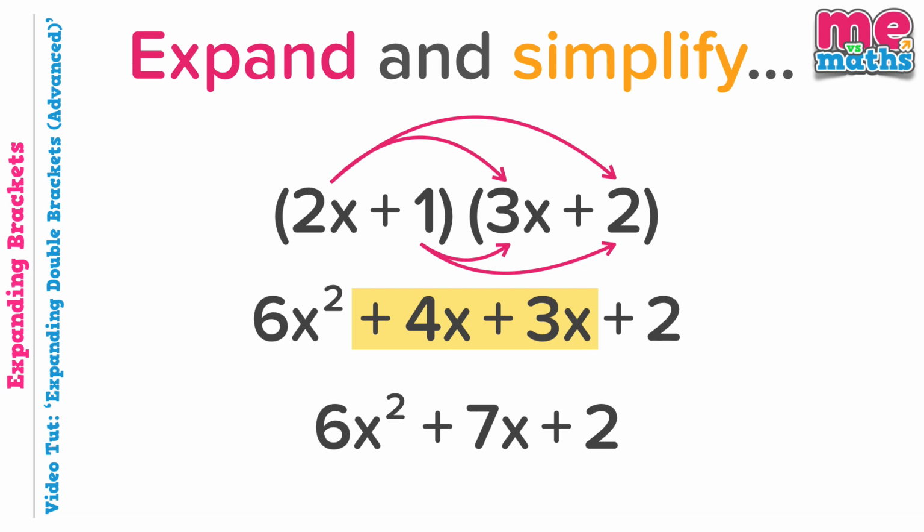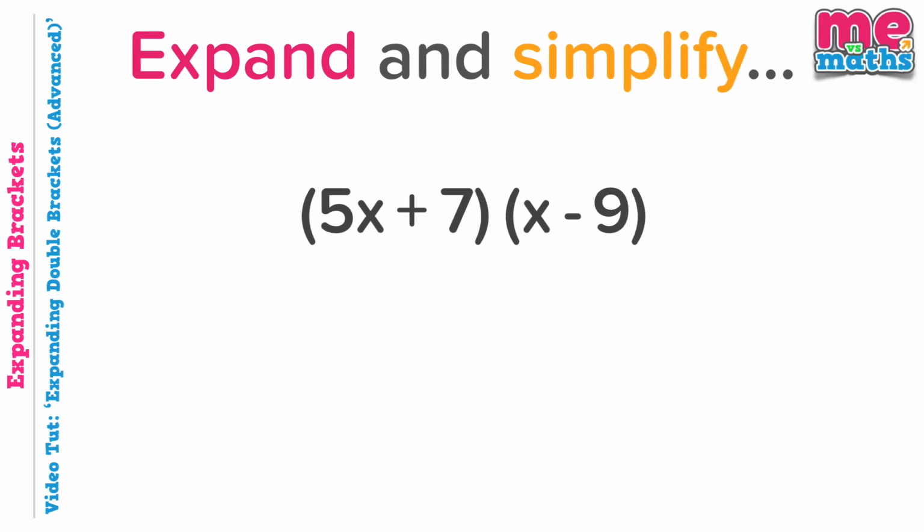Hopefully you're thinking it's not really much more difficult than just expanding a simple set of double brackets. Let's do a few more just to drive that point home. Okay, our first branch shows we need to multiply 5x by just x. If it helps, then think of this as 5x times 1x. 5 times 1 is 5, and x times x is x squared, so 5x squared.